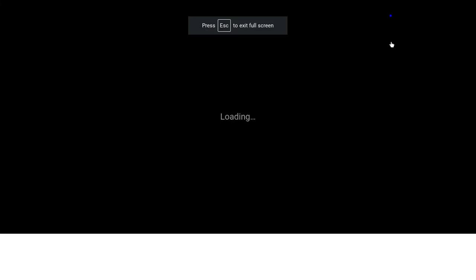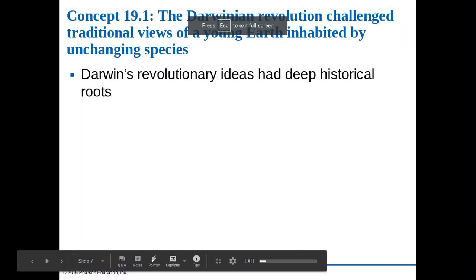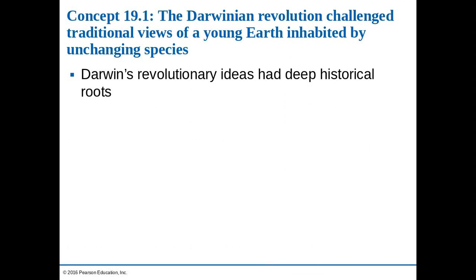All right, so this first section of chapter 19 really introduces evolution to us. And this section really goes over the different scientists that came before Darwin that kind of set the stage for his ideas on evolution. So there's a lot of history behind getting to where we got to today.